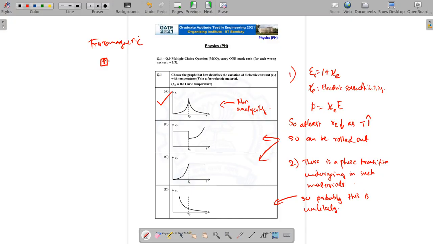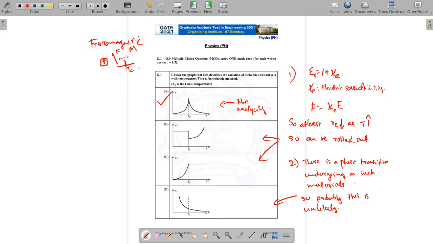Ferromagnets have this property of phase transition: once you heat ferromagnets, their ferromagnetic property will be lost, and at a particular temperature Tc, they become paramagnets. So there is a phase transition from the ferromagnetic to the paramagnetic phase. This temperature is called the Curie temperature.